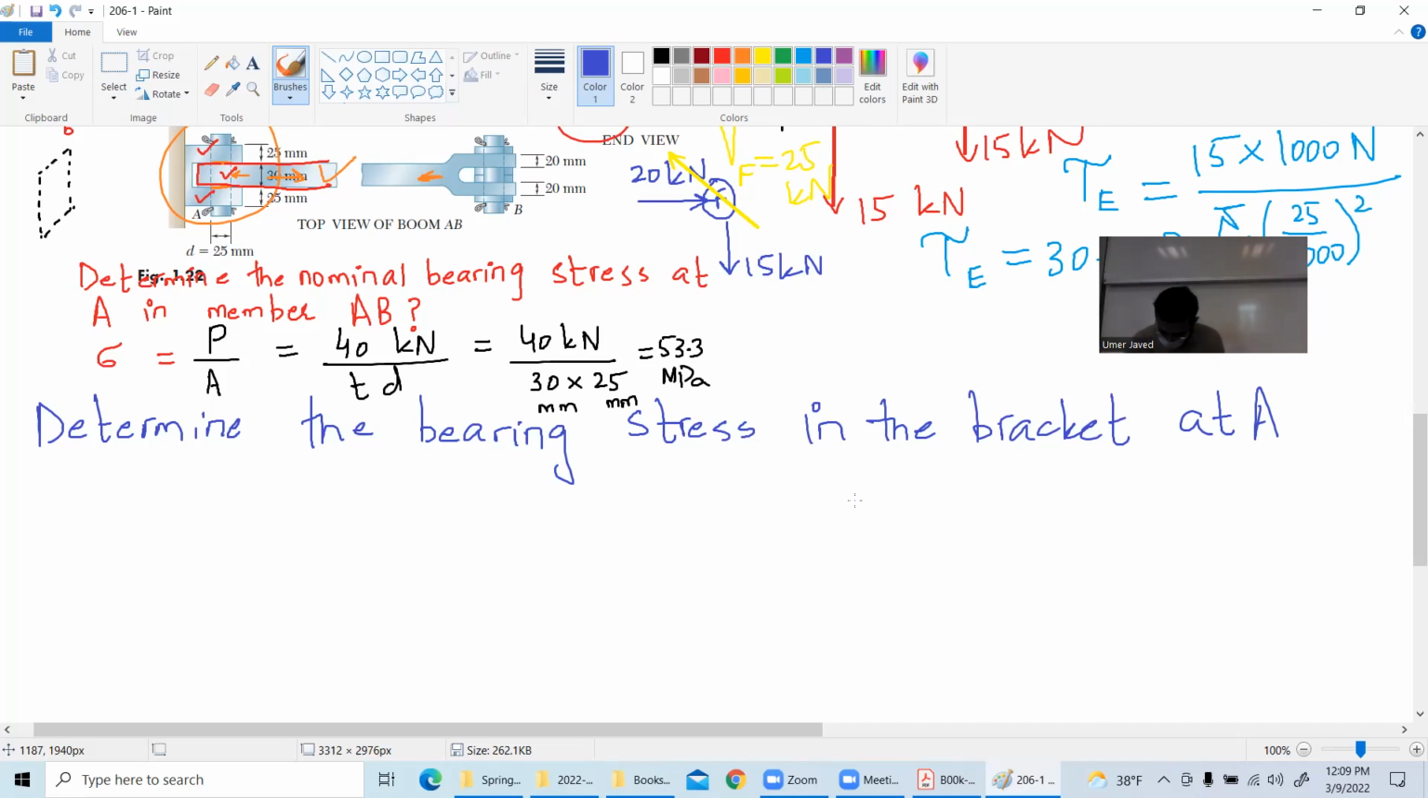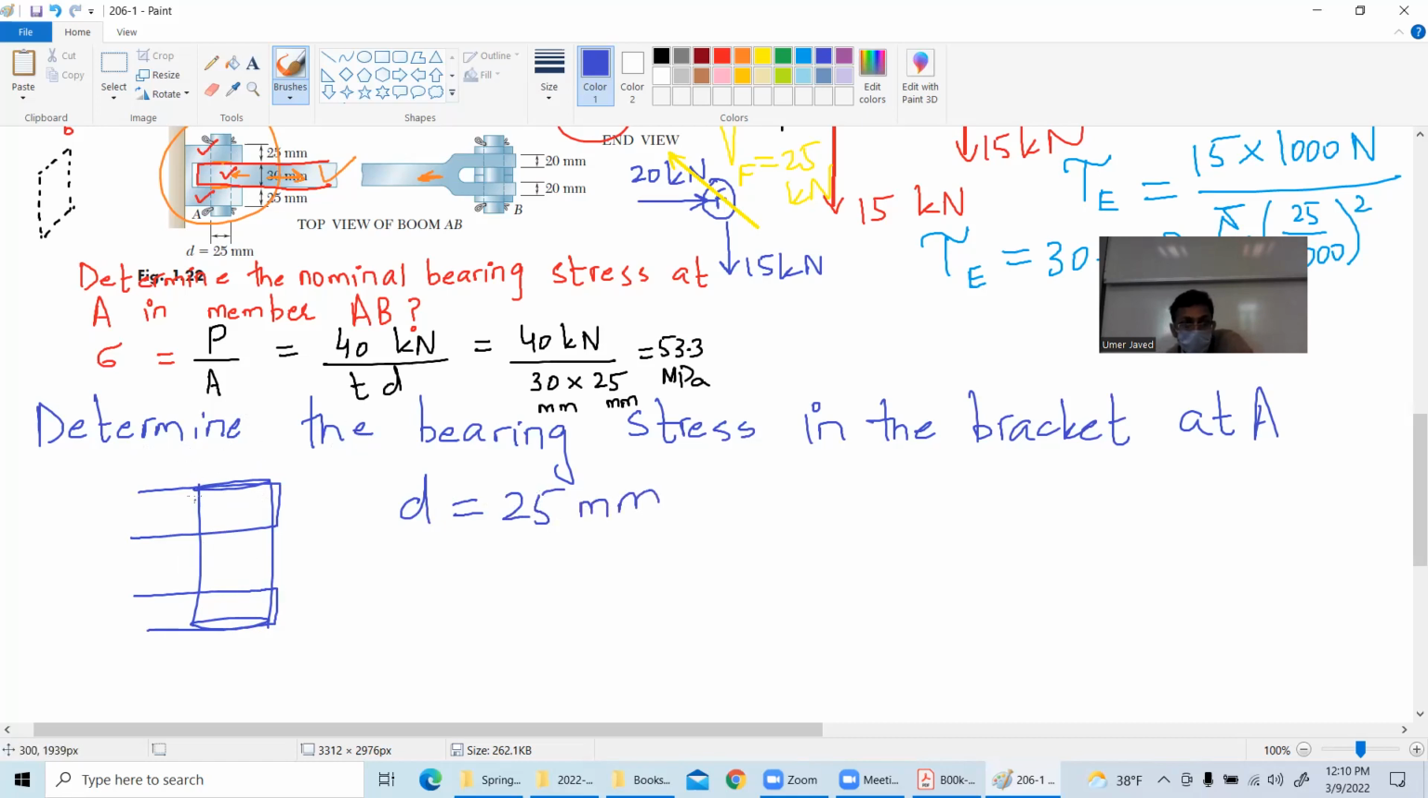Okay, I'm not sure whether everyone got it. So let me do it for you together. Now we have to find the bearing stress between the pin and the bracket. So this is the pin. This is the bracket. It goes right through it, and then it goes right through it. So what is the dia? The dia is 25 millimeter.